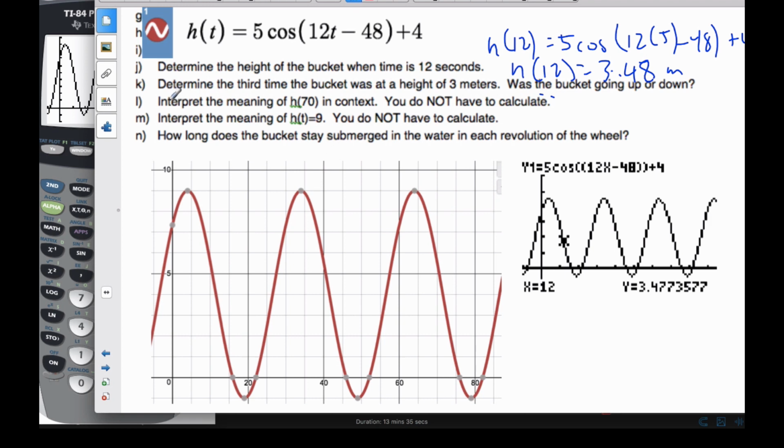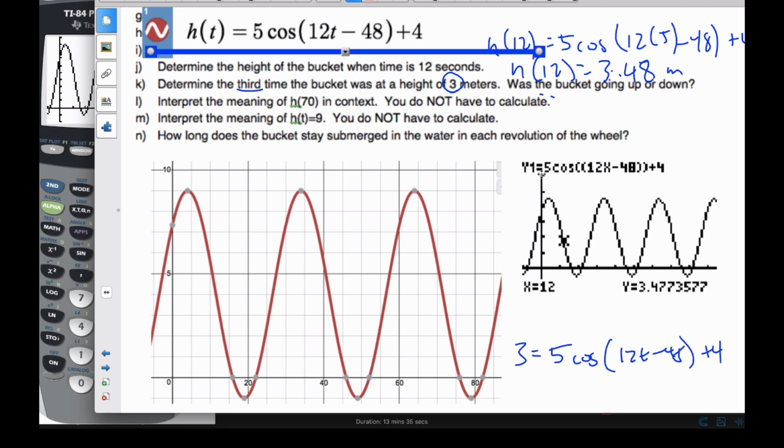Okay, so in K part now, determine the third time where the bucket was at a height of 3 meters. And was the bucket going up or down? Well, in order to do 3 meters, I really want the h value to be 3. So I'm going to be doing the equation 3 is equal to 5 cosine 12t minus 48 plus 4.